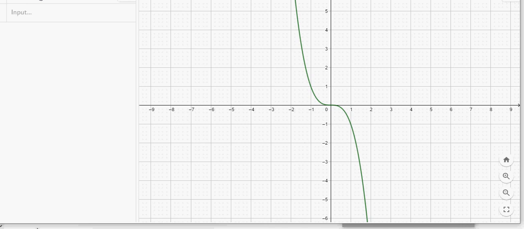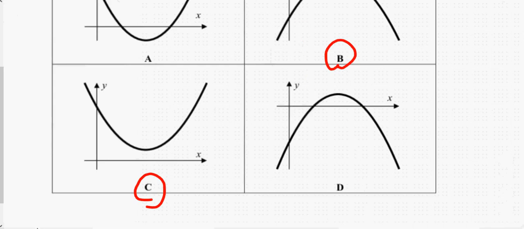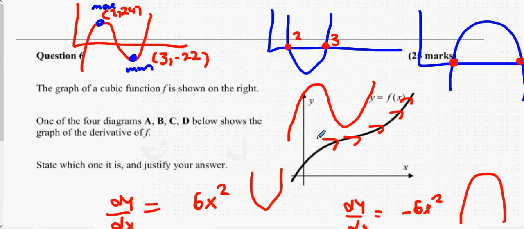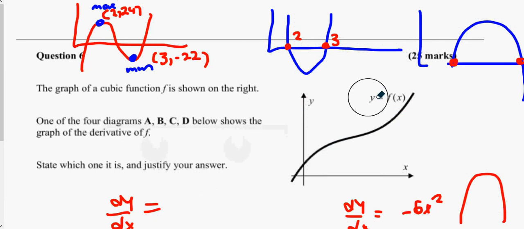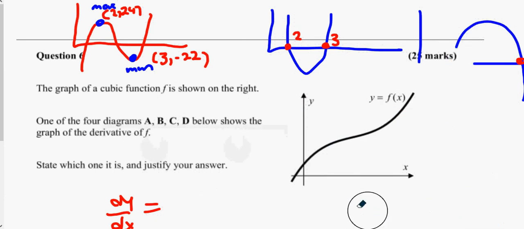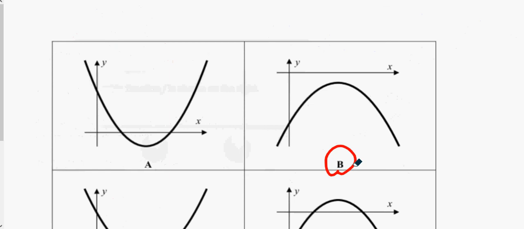Always decreasing. So I think I've answered my question here, haven't I? The original graph is always increasing. This means its derivative has to be positive. And if its derivative is positive, it's U-shaped. Therefore, I eliminated it down to B.